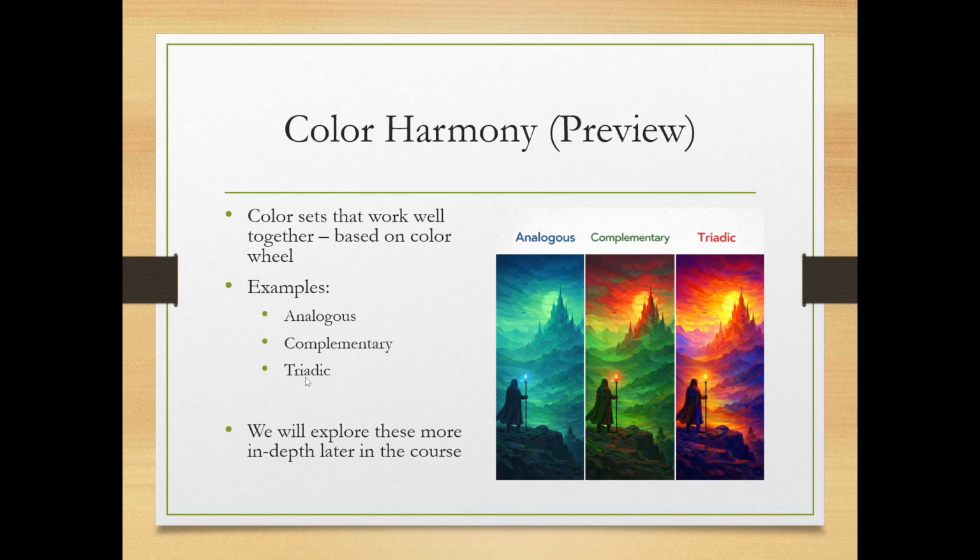The final one that I have an example of here is going to be triadic, and triadic colors are going to be colors evenly spaced on the color wheel. This is using a red, yellow, blue color scheme. It's very hard to pull off, but very dynamic when achieved correctly.